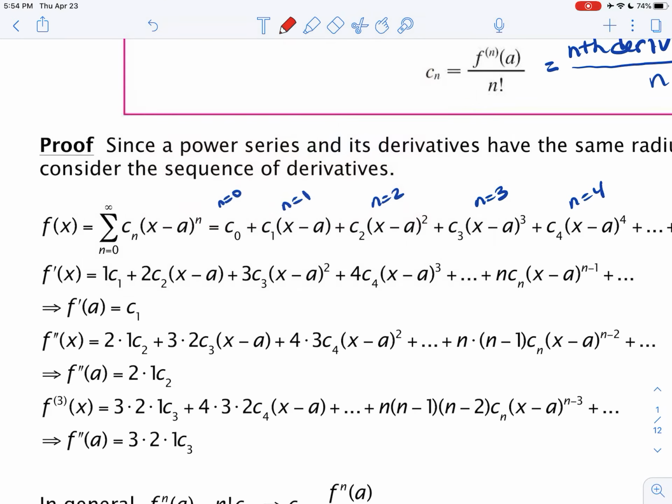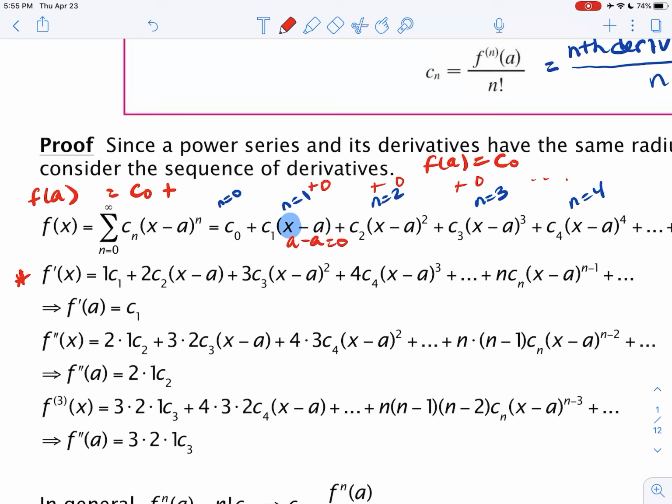Notice here that if I were to just calculate f of a, then c sub 0 would still be there, but this term, if x is equal to a, this would be a minus a, and that's going to be 0. So we would have c sub 0 plus 0 plus 0 plus 0, dot dot dot. And so we can tell that f of a here is just going to equal c sub 0.